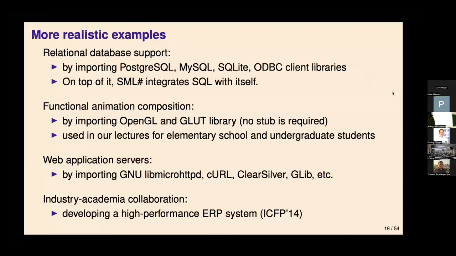So we have more realistic examples from collaborations with our graduate students and software engineers at the software house. For example, relational database support, which is another key feature of SML#, but is built on top of this interoperability by importing. Another example is functional animation composition using the OpenGL library, which we often use in lectures to teach functional programming.